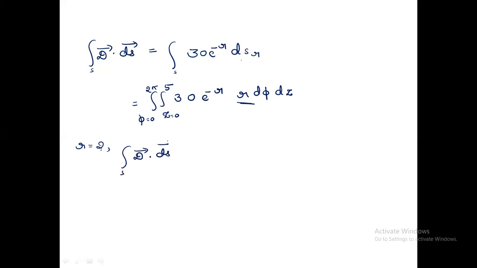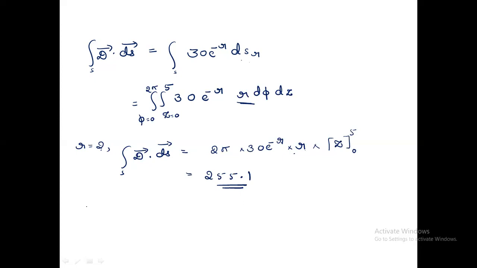So this D dot dS now will be with respect to phi. I'll just do it as 2π into 30 e power minus r into r. Okay, the r value I have to give as 2, I have not given it. And then with respect to z also I have to do, so 0 to 5. And this one turns out to be 255.1. What you have to do is just substitute r equal to 2.